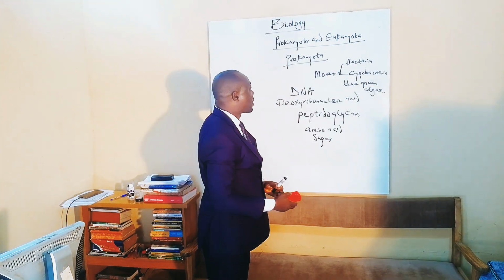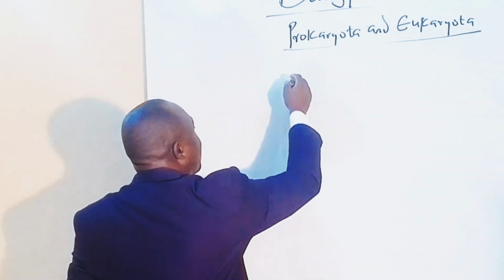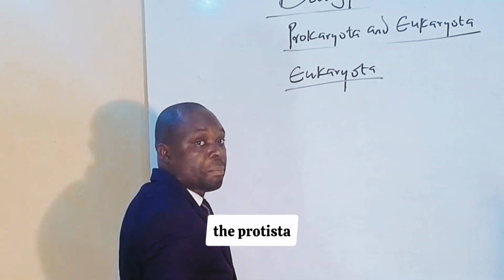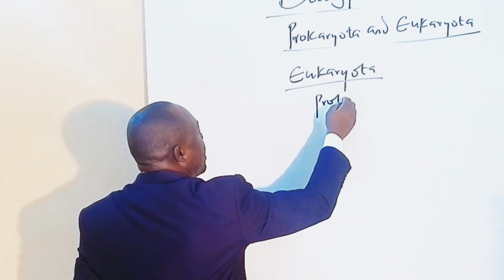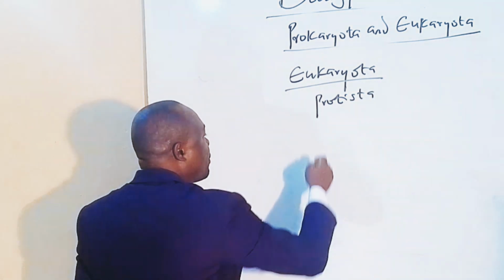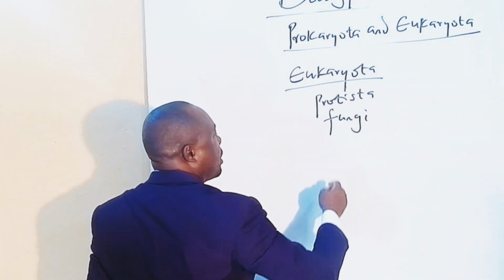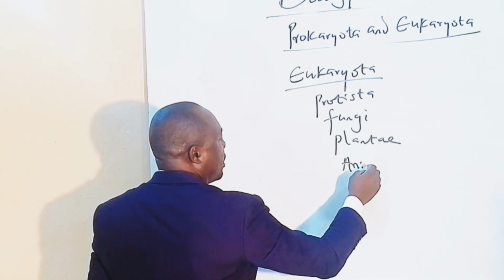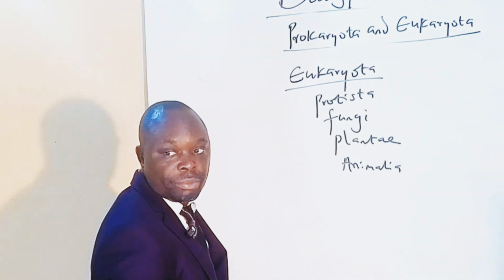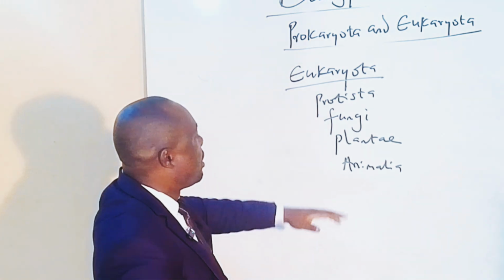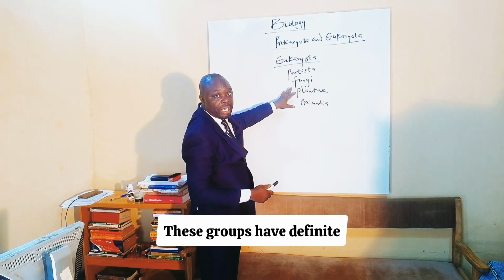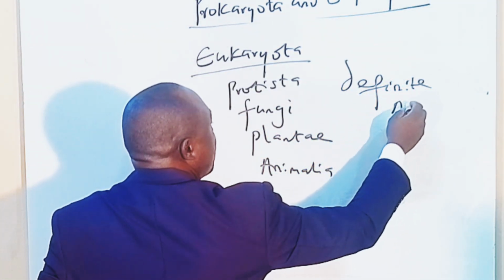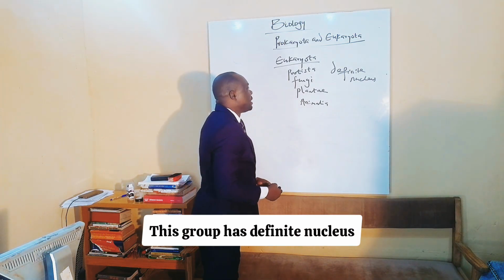Let's look at the eukaryote. The eukaryote comprises the protista, the fungi, the plantae, and the animalia. These groups have a definite nucleus.